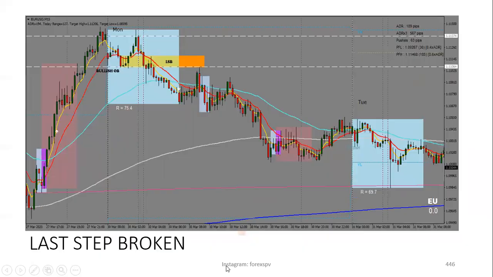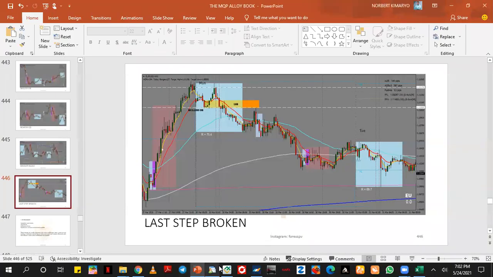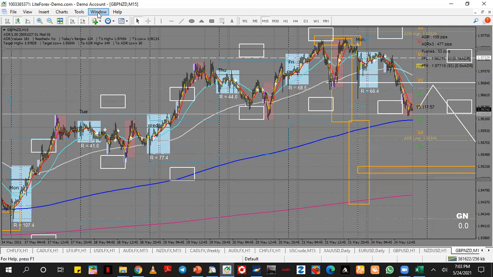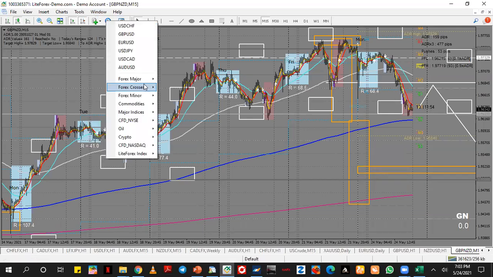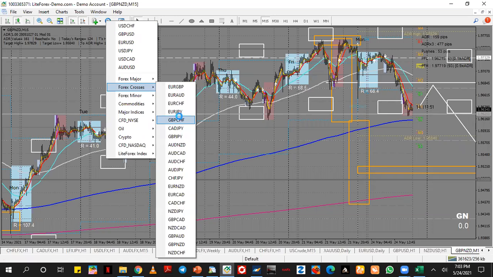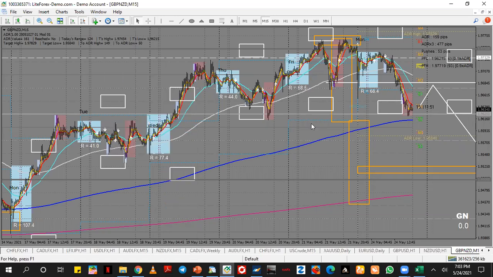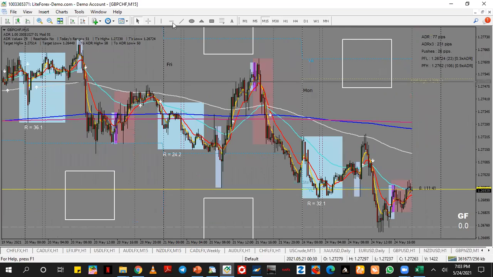Also had a last step broken scenario. Let us load the Pound Swiss. I expected Pound Swiss to return to a breaker block. So if you look at Pound Swiss, we have a breaker block around this area. And right now, price is around that point here.